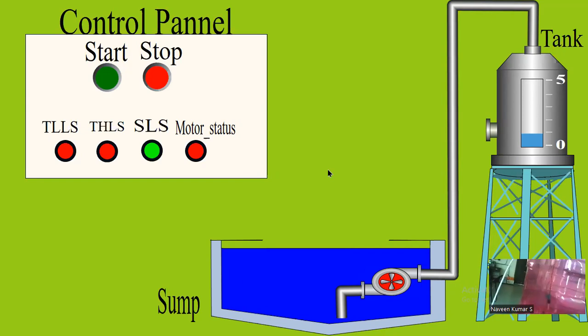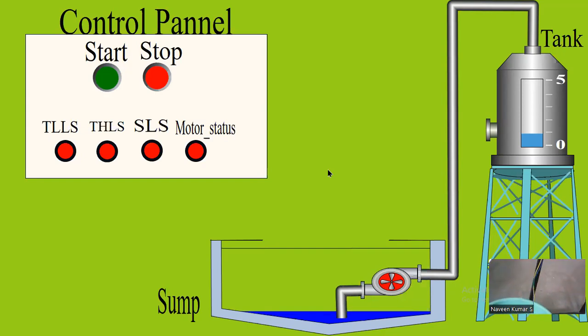This is the overhead tank. This we have used as a sump. We have used one sensor in the sump to see whether the water is available in the sump or not. You can see two wires over there.